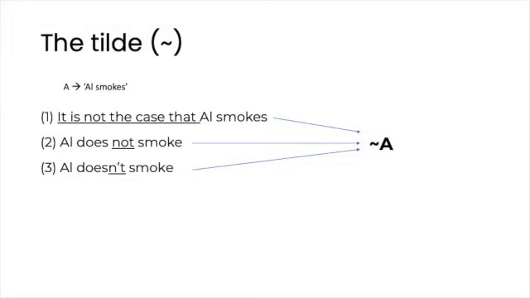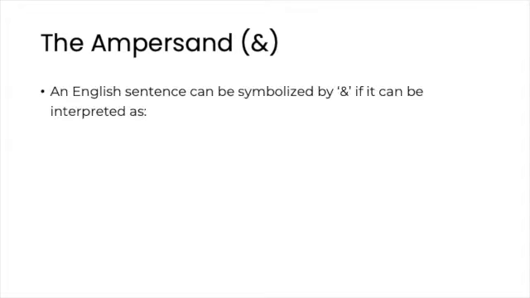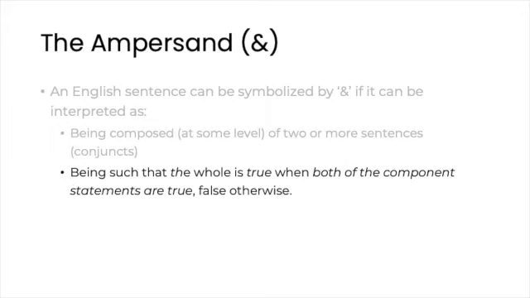Now let's discuss the ampersand. What kinds of statements can be represented by the ampersand? The evaluation rule for this symbol gives us the key. Remember that the ampersand joins two sentences, yielding a sentence of the form X ampersand Y, such that this sentence is true whenever X is true and Y is true, false otherwise. Therefore, an English sentence can be symbolized by the ampersand if it can be interpreted as, 1, being composed at some level of two or more sentences, called conjuncts, and 2, being such that the whole is true when both of the component statements are true, false otherwise.